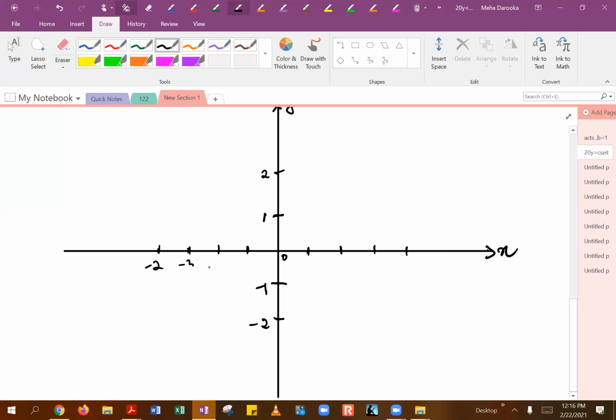So -2, -3/2, -1, -1/2, and then these guys will be positive. Okay, so let's do our sine function first. So at 0, 0, we have intercept. We have maximum at 1/2, intercept again, minimum at 3/2, and then intercept again.